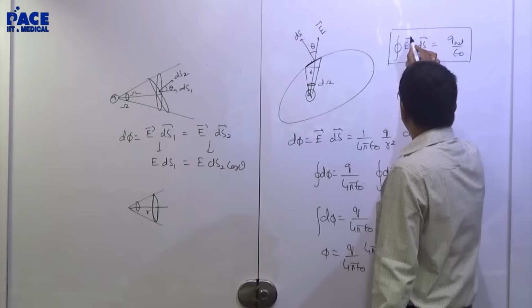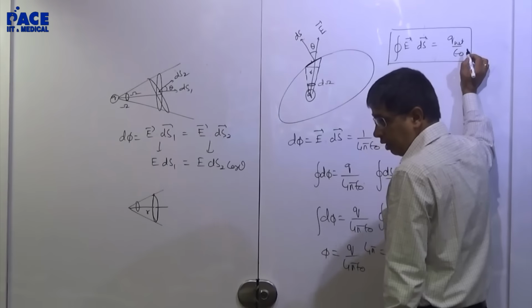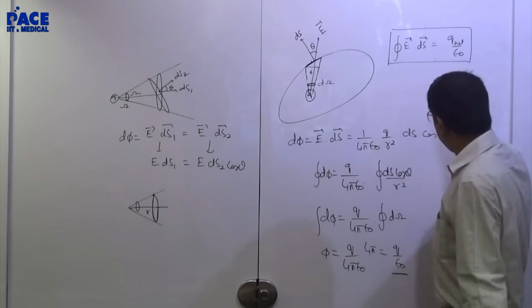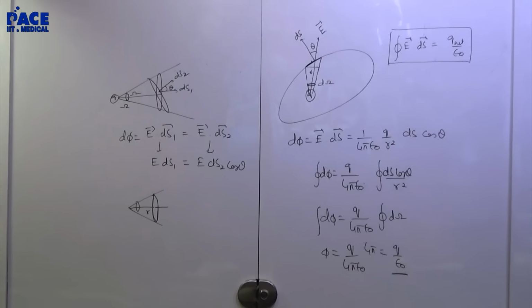Hence, closed integral E dot ds will be q net by epsilon naught. Take it down till here. There are quite a few intricacies in understanding this. Will explain that. Sir, will there be any effect if another charge is outside? Will be dealt with in 5 minutes.